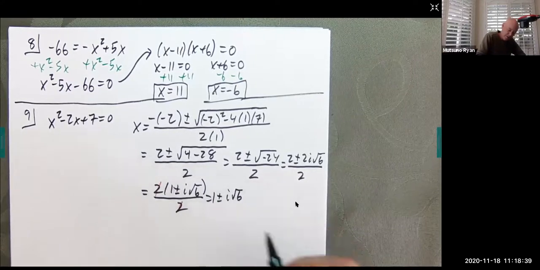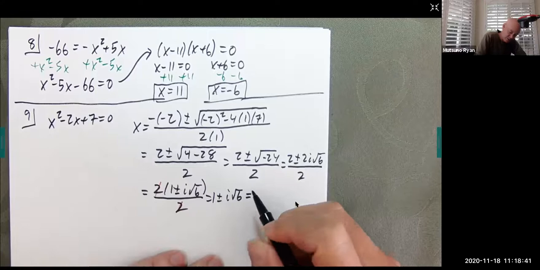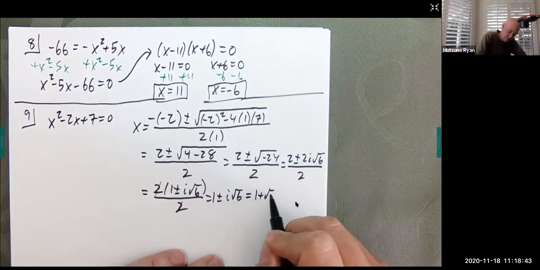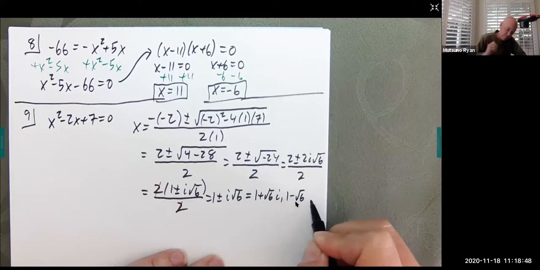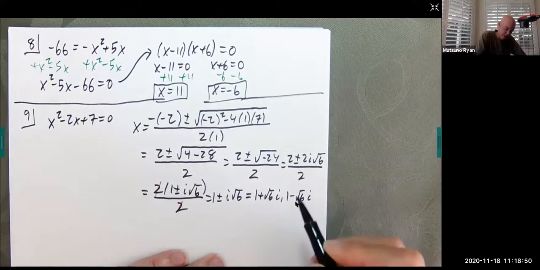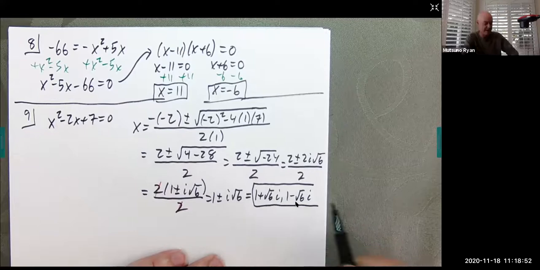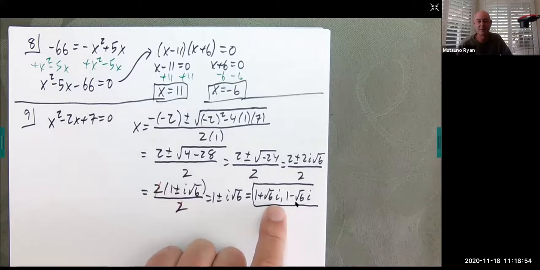This would be okay for me. Your online system wants to see it like this. I just want to really caution you, be really careful when you're putting this in. Make sure that i is not under the radical. If it's under the radical, you'll be marked off.